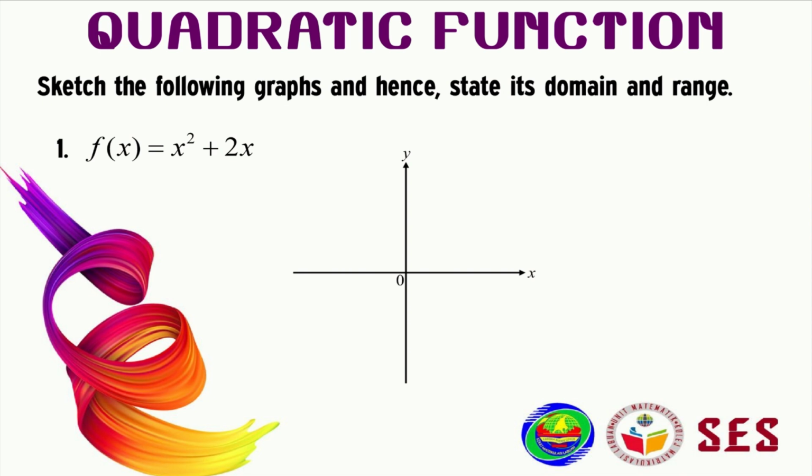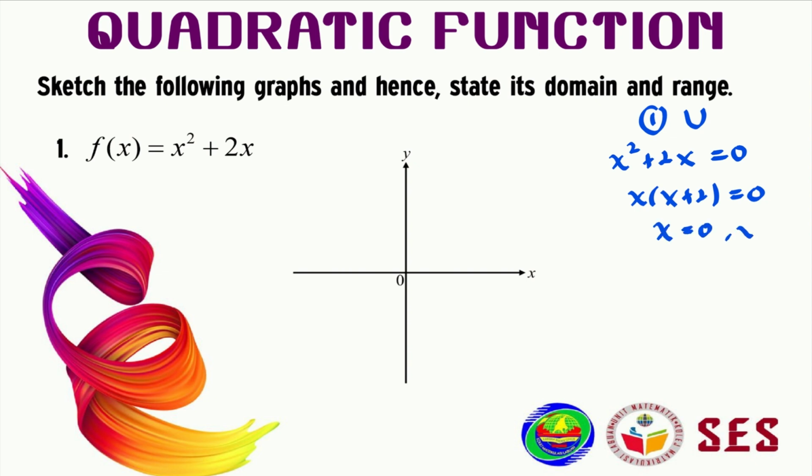First and foremost, please identify the shape of this graph by looking at the coefficient of x squared here. It is positive, so the shape is smile shape. And the next one is we need to get the x and y intercepts. The x-intercept can be obtained when we try to factorize the function. We can write x squared plus 2x equals 0, which can be factorized to become x(x plus 2) equals 0, and hence we should obtain x equals 0 and x equals negative 2. These two x values here are the two x-intercepts.